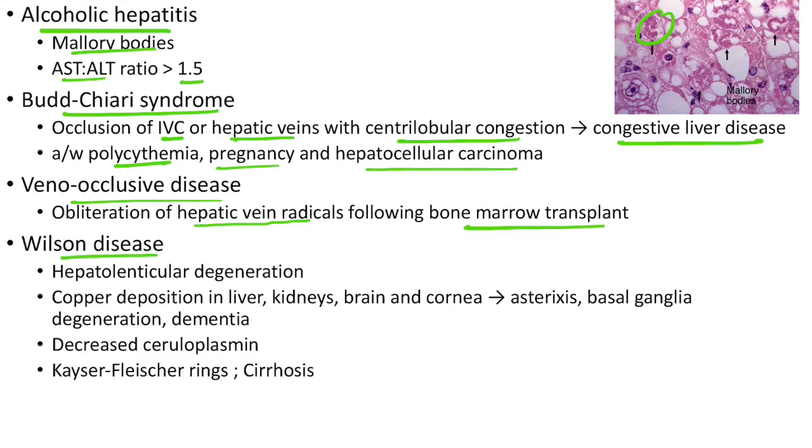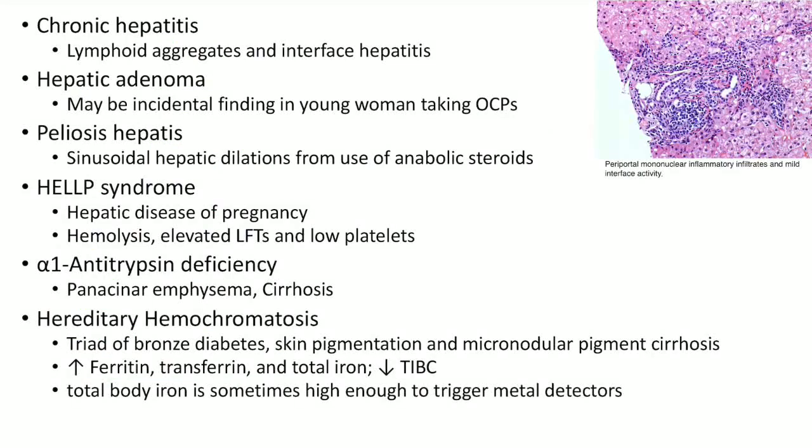Now let us see about Wilson disease. It is also known as hepatolenticular degeneration. In this case, there is copper deposition in liver, kidneys, brain and cornea leading to asterixis, basal ganglia degeneration and dementia. Lab findings include decreased ceruloplasmin. There will be Kaiser-Fleischer rings in cornea and cirrhosis.